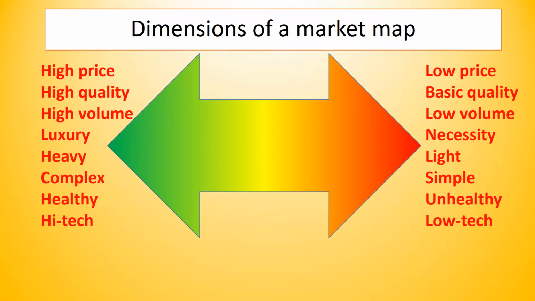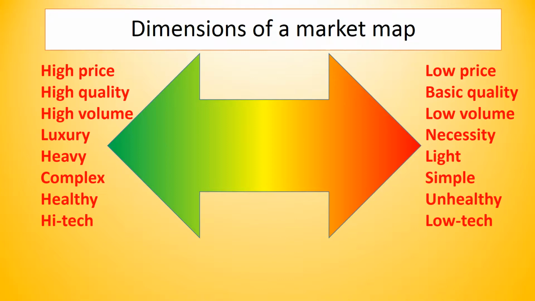So let's look at some of the dimensions we were just talking about. It could be that you're comparing high price products to low price, and also whether it's high quality or basic quality. You could compare those two and find out where you would fall in the quadrants. Again, you've got high volume, luxury, heavy or light goods. Is it complex or simple? Is it healthy, unhealthy, high tech, low tech? These are all variables, and there are certainly a lot more that you could be looking at.